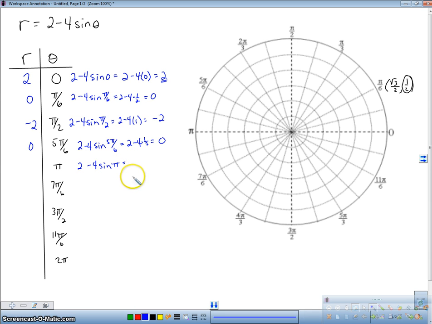You guys see a pattern? Yeah. 2, 0, negative 2, 0. Let's see what happens here. 2 minus 4 times the sine of pi is also 0. So I'm going to get 2. Well, it looks like a pattern is happening.